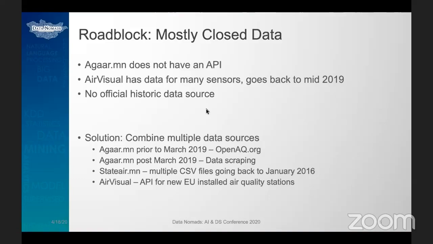There is a company called AirVisual that hosts data for more than 10 air quality sensors that were installed by the European Union through an NGO here. And they have a lot of data for these sensors, and they're quite accurate, and they're geographically spread around. But the data goes back only to mid-2019, which is a pretty big problem. And there's no official historic data source for all of the air quality sensors in the country. There is another air quality station, only one, that's hosted by the US Embassy, and they actually just drop CSV files on their website and allow you to download them.